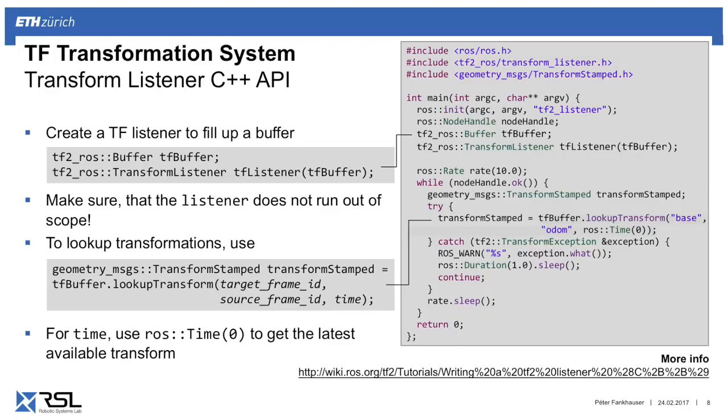So if it's not around, or if it's too early in the beginning, this exception is caught. Instead of your program crashing, the exception is caught, and the user is warned, saying, okay, I couldn't look up this transformation. Then it sleeps, and if it's able to look up the transformation, it's stored in this transform stamped, and then you can do math with it and do whatever you want with this transform. So I think the important thing here is to use this try and catch, because sometimes the TF can fail if things are not ready yet, and you don't want your program to crash. With this try and catch, you can catch this exception and make sure it's safe for the user to use.